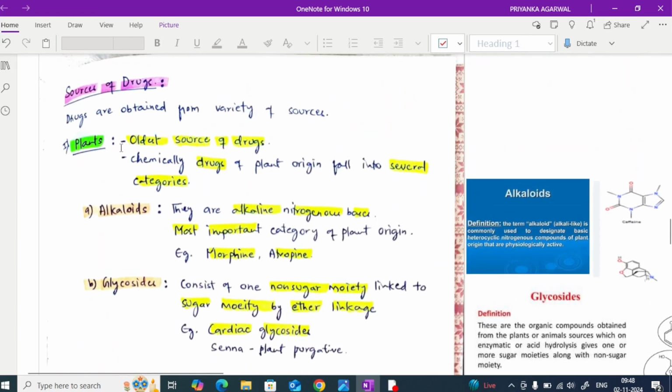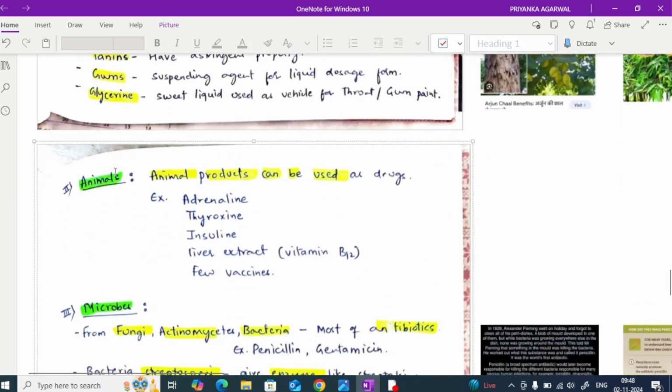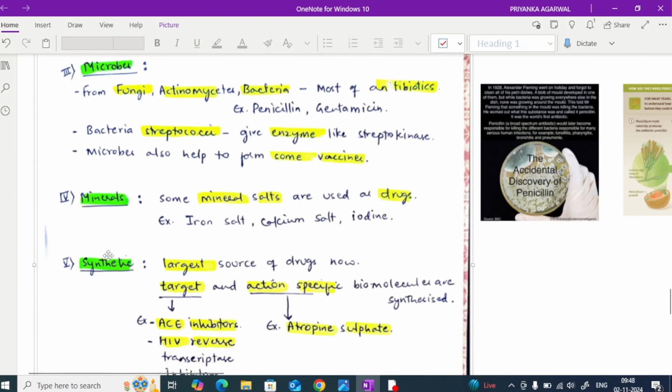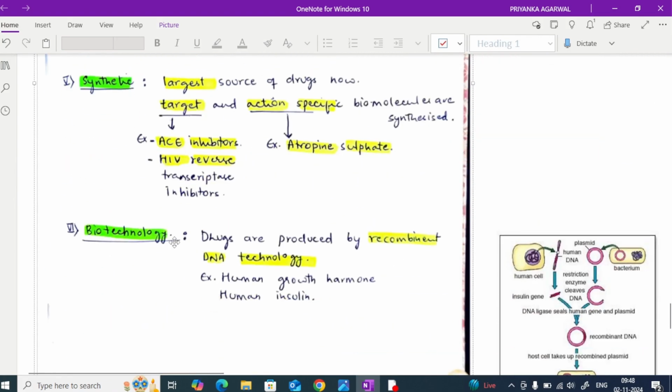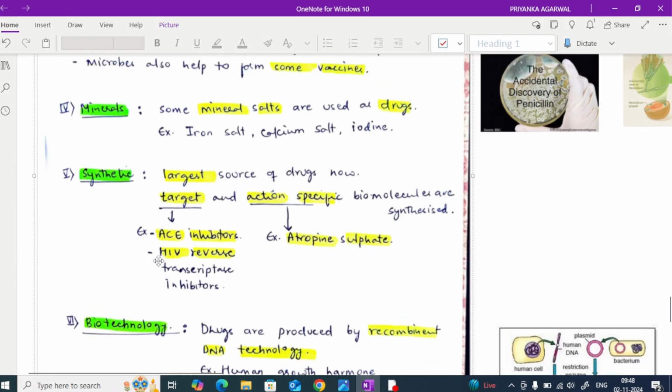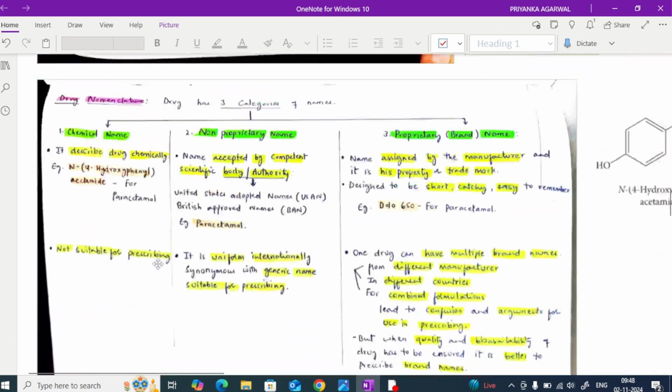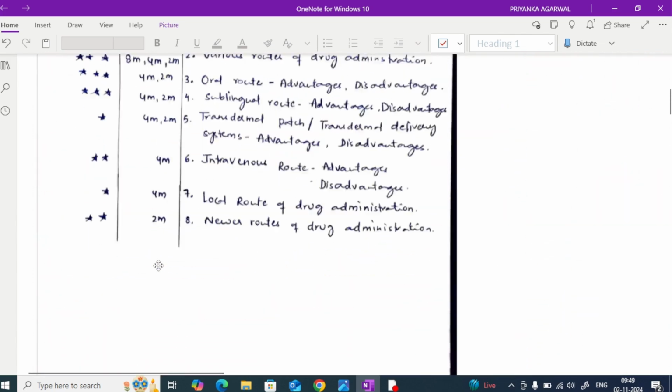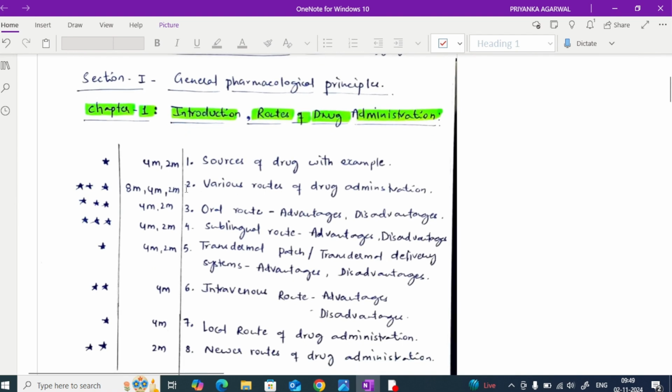So first we read about the plants, then we read about animals, then we read about microbes, minerals, synthetic and biotechnology. Okay, so this is about the first question here, sources of drug. So in our next video we will cover routes of drug administration, and all these questions will be covered. Okay, so this is all about introduction to pharmacology.